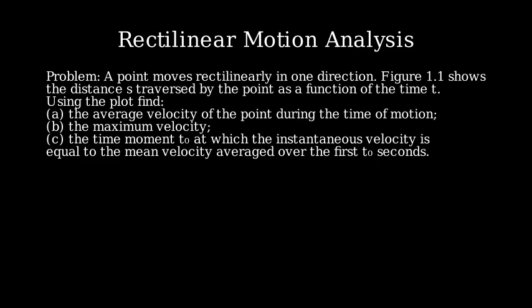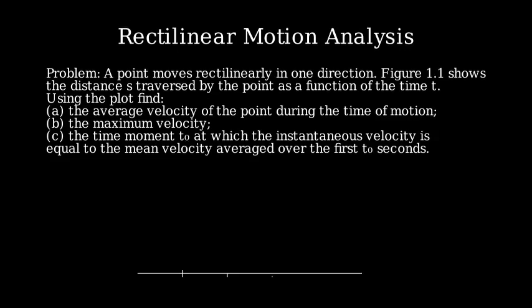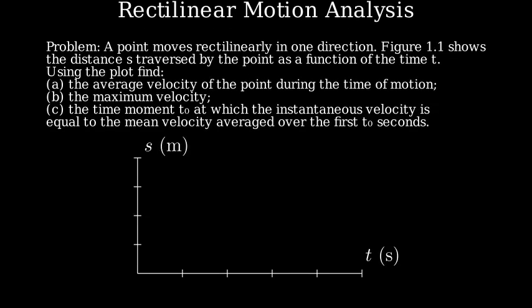Let's start by reconstructing the graph shown in the figure. We have time t in seconds on the horizontal axis, ranging from 0 to 25 seconds. And on the vertical axis, we have distance s in meters, ranging from 0 to 2 meters. The curve shows how the distance changes with time. It has an S shape, starting slowly, then accelerating in the middle portion, and finally leveling off at about 2 meters. Let's solve part A, the average velocity of the point during the entire motion.